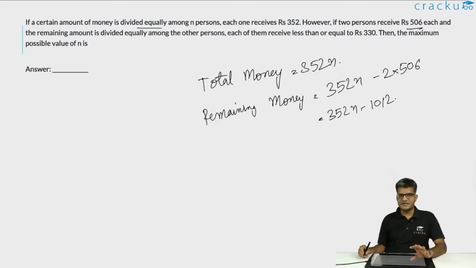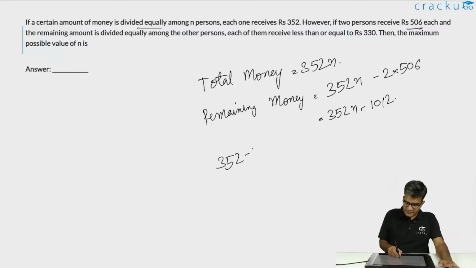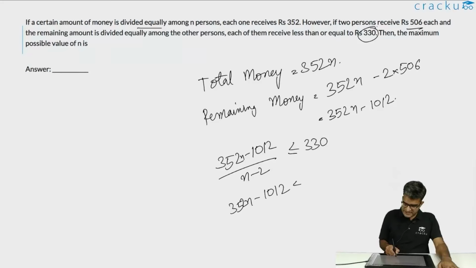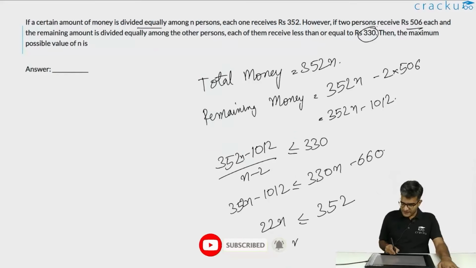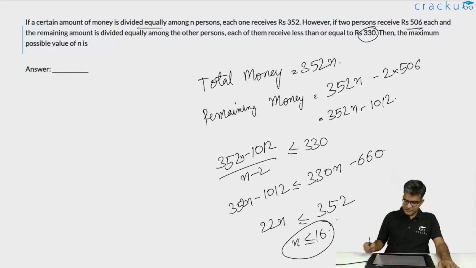So what is the average money received by the remaining n minus 2 people? That will be 352n minus 1012 divided by n minus 2. This we are told is less than or equal to 330. This is what we are told. So now if you cross multiply, 352n minus 1012 is less than or equal to 330n minus 660. Or the value of 22n is less than or equal to 352, or the value of n is less than or equal to 16. So the maximum possible value of n is equal to 16.